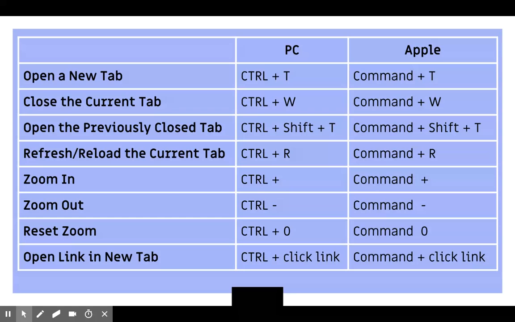To zoom in, zoom out, and reset zoom, you're going to hold down the Control button. For in, you're going to press the plus sign. For out, you're going to press the minus sign. And for reset, meaning go back to 100%, you're going to press the 0 button.